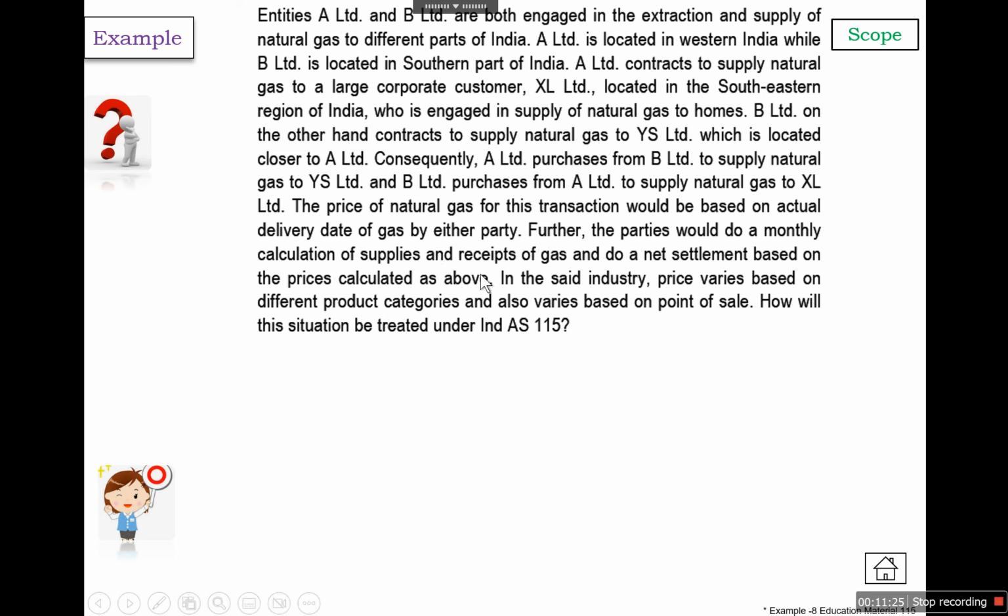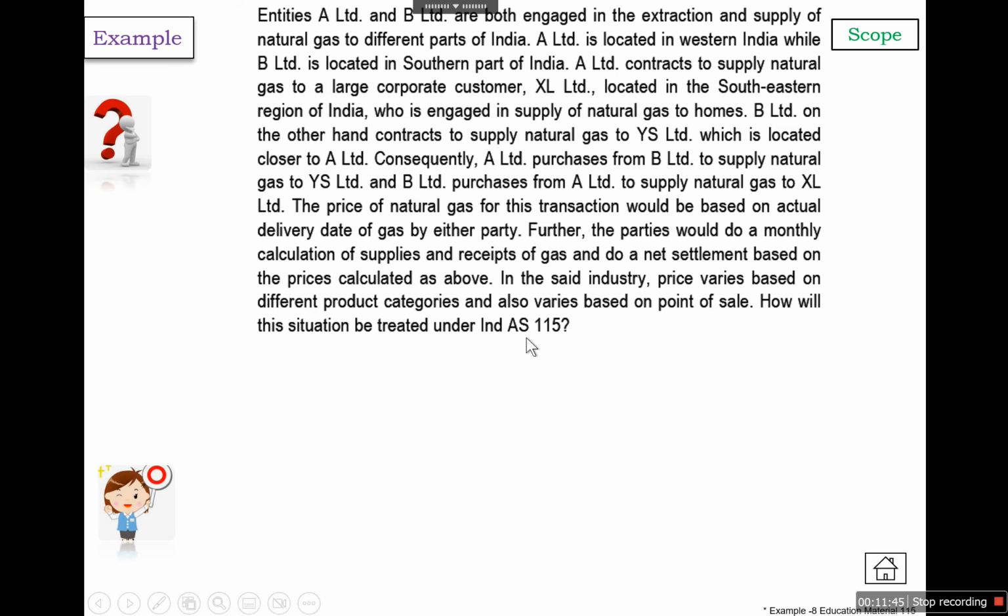Further, the parties would do a monthly calculation of the supplies and receipt of the gas and do a net settlement based on the price calculated as above. In the said industry, the price varies based on the different product categories and also varies based on the point of sale. How should this transaction be treated under Ind AS 115?